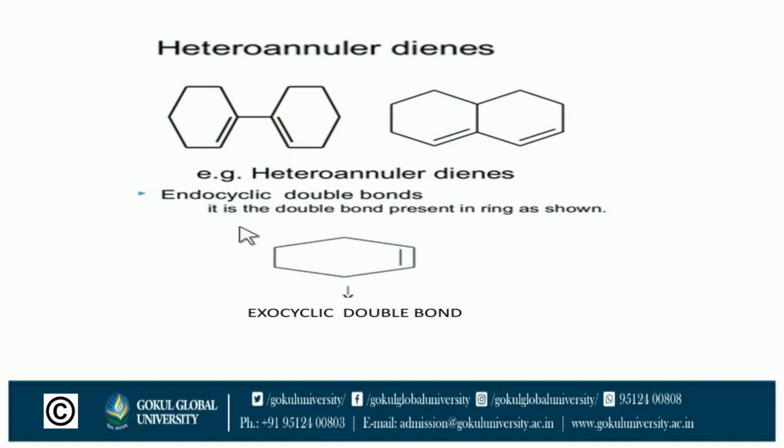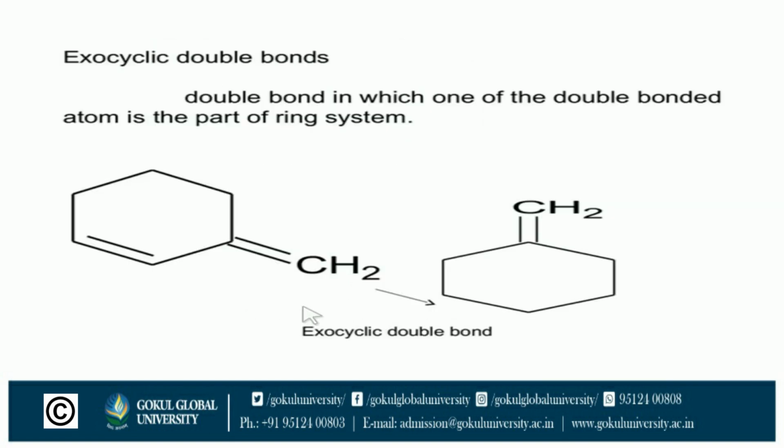Now the endocyclic double bond is a double bond present in the ring, as shown. The exocyclic double bond is one in which one of the double-bonded atoms is part of the ring system. Here the other double bond is outside the ring, and it is known as the exocyclic double bond.